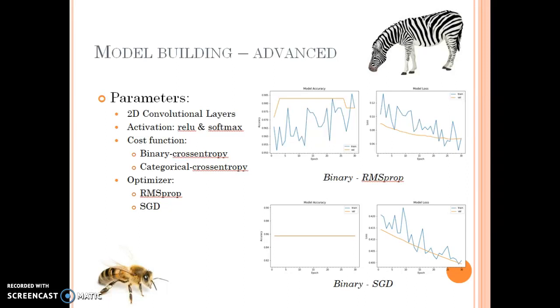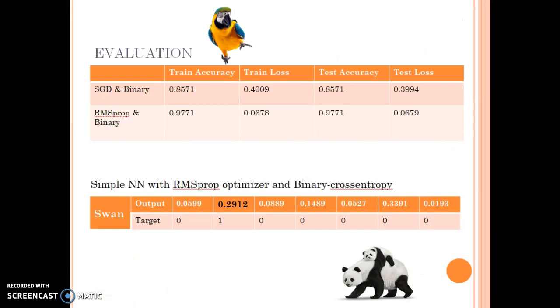The binary SGD wasn't that ideal. The accuracy for the training and testing set stayed constant, even though the loss decreased as the epoch increased. So considering the evaluation here for the test and training accuracy, the RMSprop and binary combination still leads to the best training and testing accuracy and the really minimum loss.